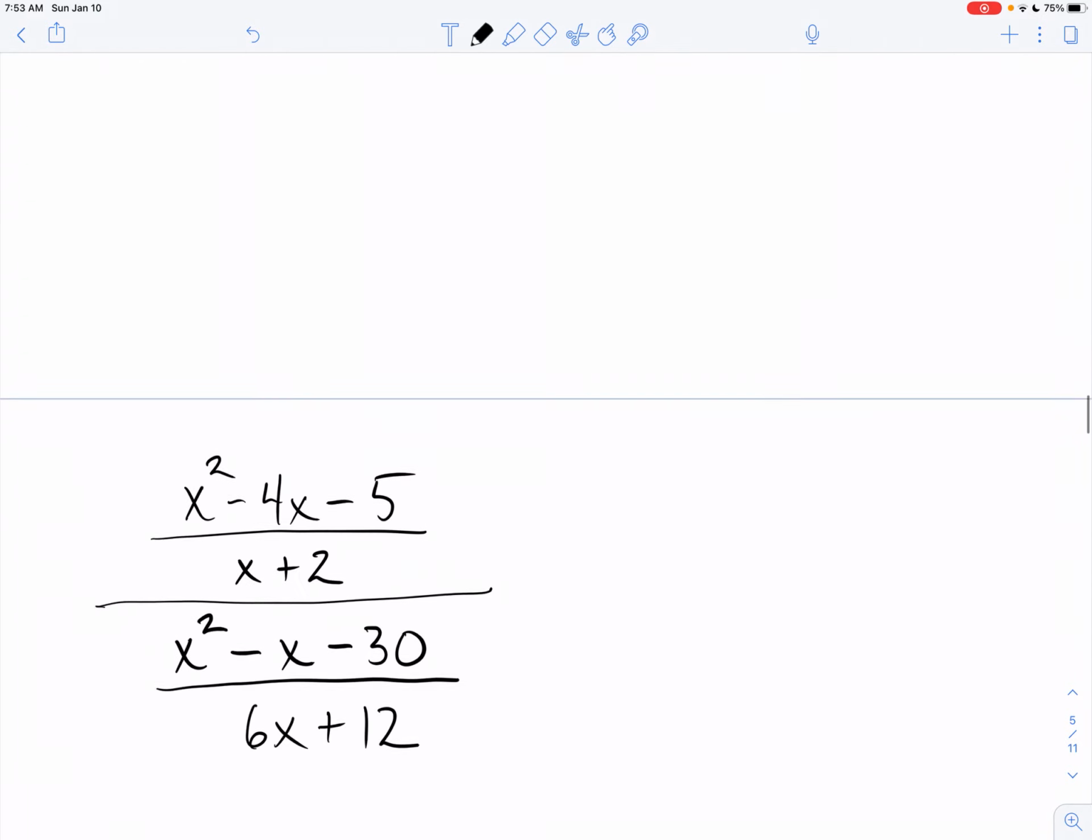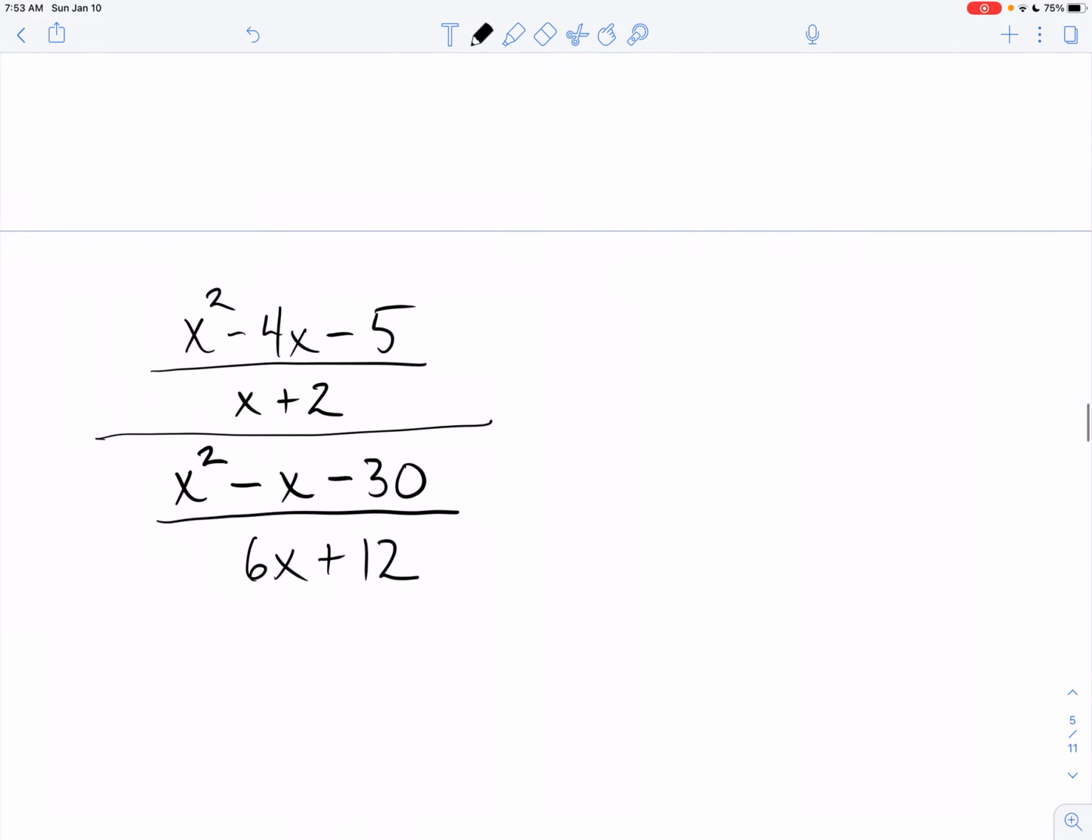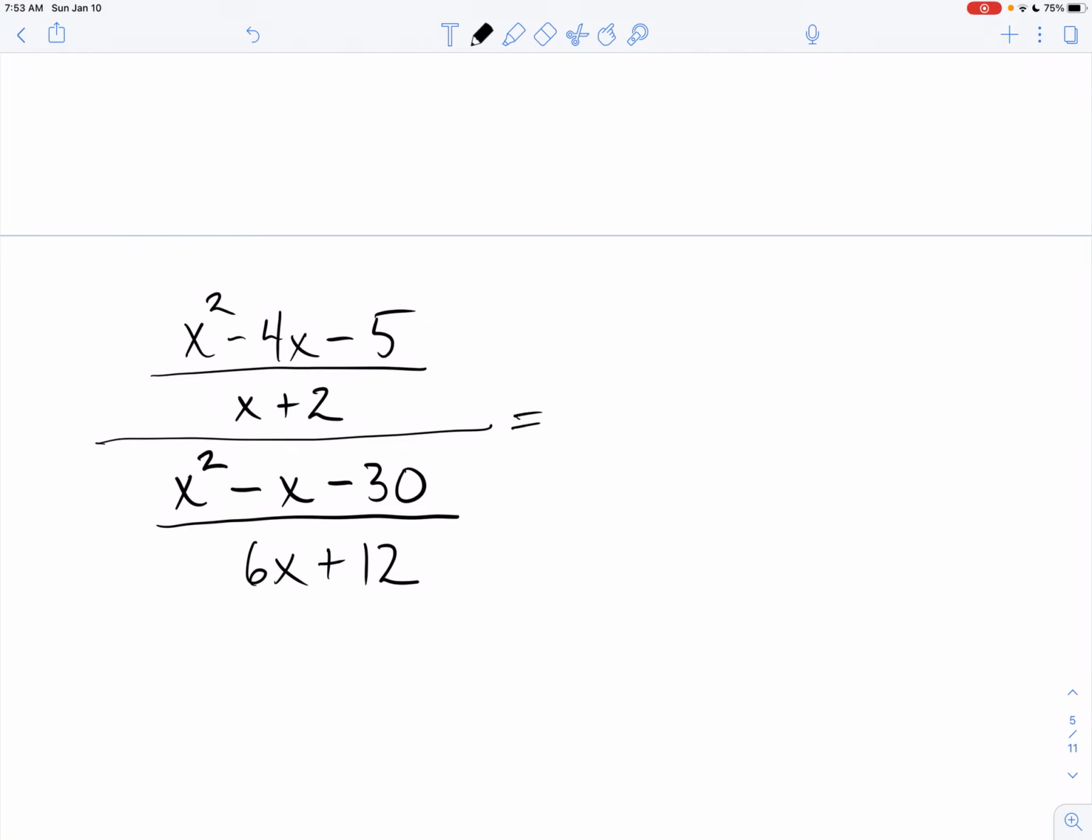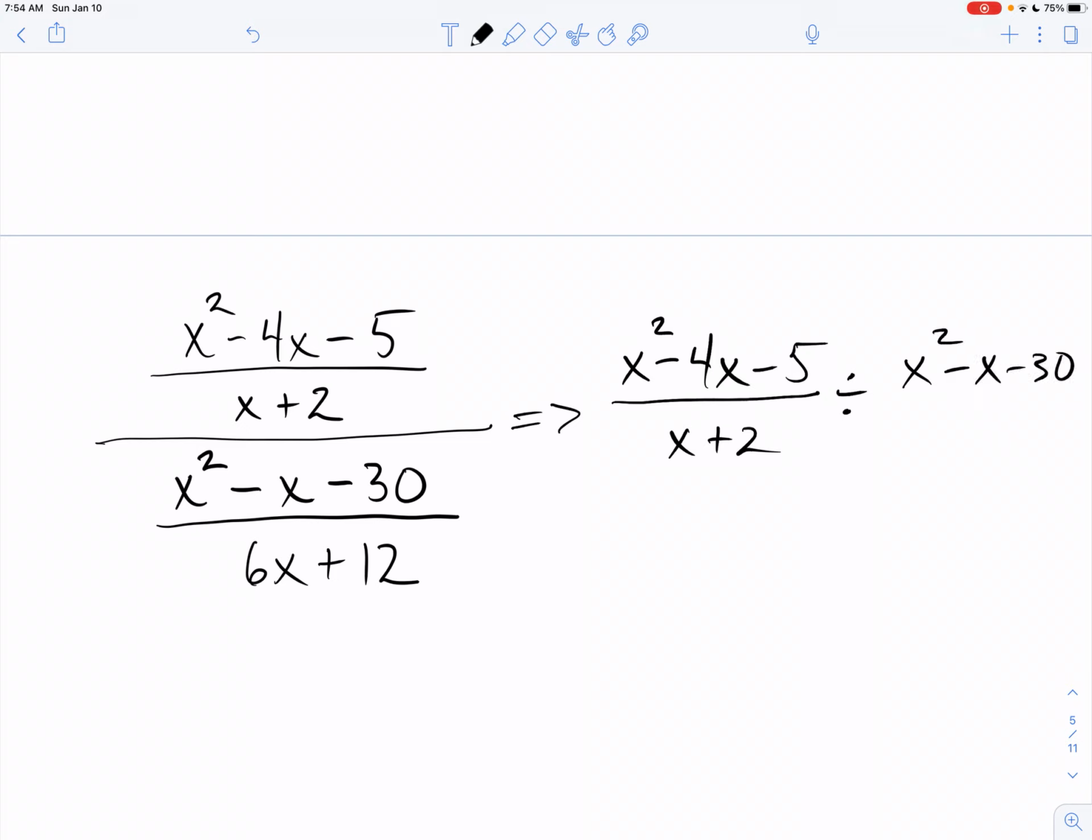Let's look at this one because it looks way worse. But you know what? You've done this. I am going to write out all my steps, but if you do not want to write this step right here, if you do not want to write it out like this, here's the top fraction divided by the bottom fraction. If you don't want to write out this step here, you don't have to. I'm not going to hold it against you.